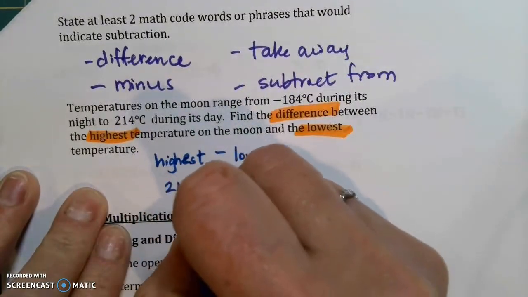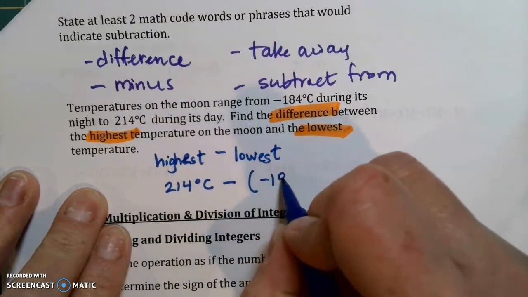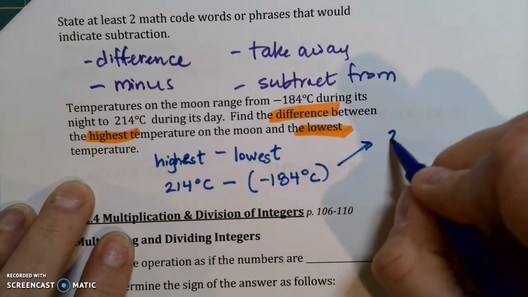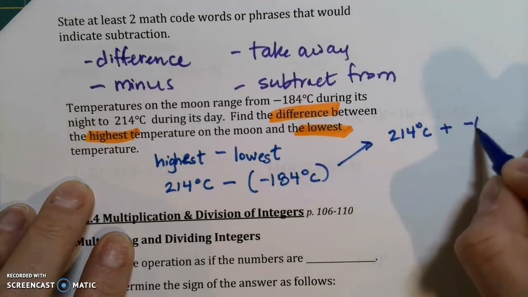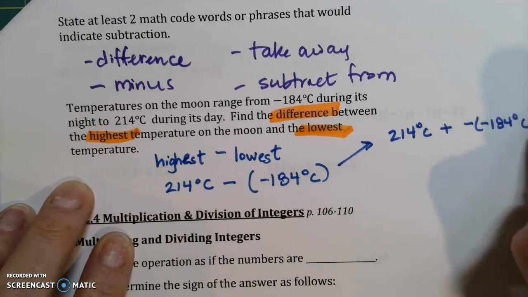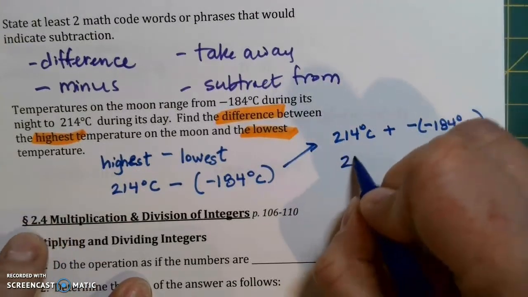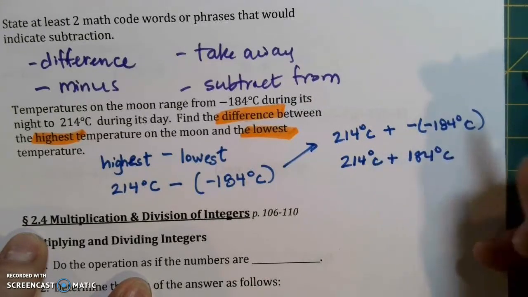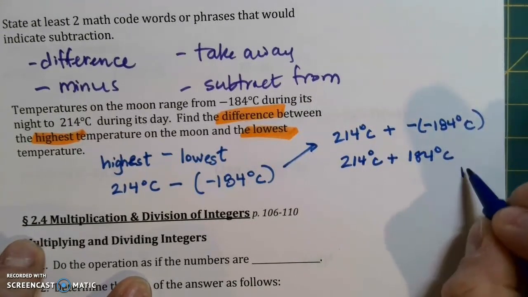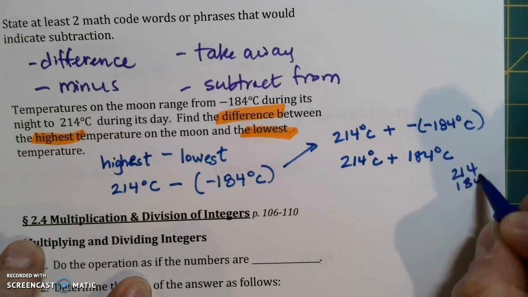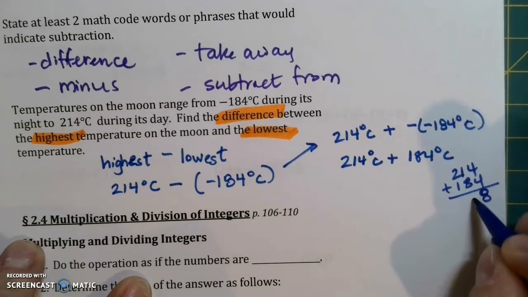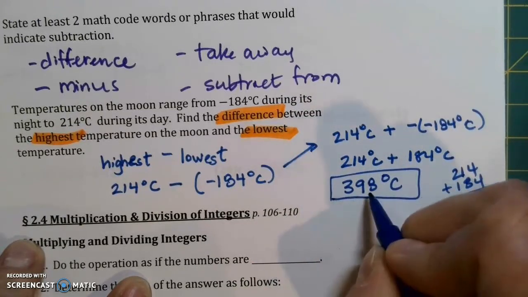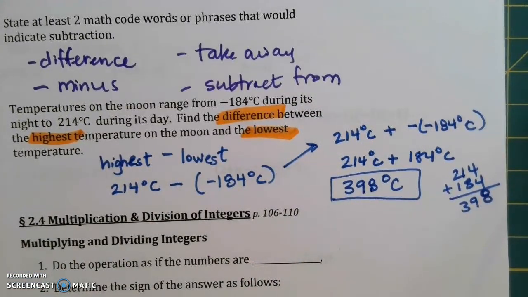So we would say 214 degrees Celsius minus the negative 184 degrees Celsius. And I'll want to rewrite that as addition. So that'll be 214 degrees Celsius plus the opposite of negative 184 degrees Celsius. So 214 plus a positive now 184 degrees Celsius. And they're both positive, so I can just add those absolute values. So off over here on the side, because I don't have my calculator handy, I'm going to just quickly do that. All right, so 398 degrees Celsius is the difference between the highest and the lowest temperatures.